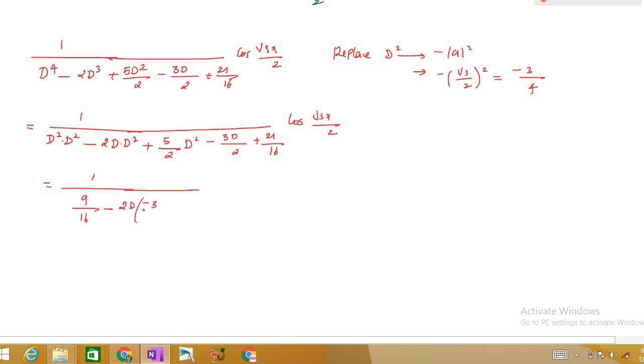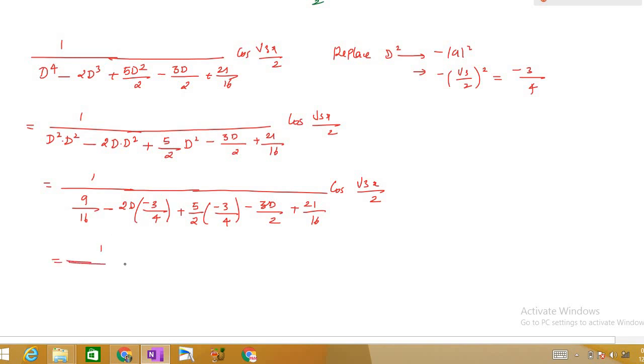So D square is minus 3 by 4, plus 5 by 2 times D square, which is minus 3 by 4, minus 3D by 2 plus 21 by 16 cos root 3 x by 2. Now what I can do is collect the constant term and the D term, because you have only two powers here: one is the constant term, another is the D term.